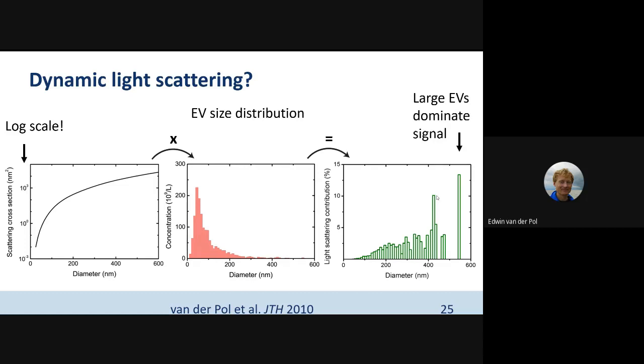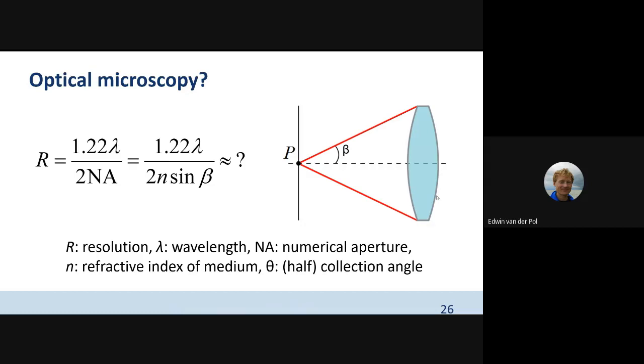Optical microscopy. A very basic technique, you find it in many labs, is limited by the resolution, the diffraction limit. Here you can see the formula with which you can calculate the resolution of an optical microscope. It's 1.22 times lambda, where lambda is the wavelength of the illumination light, divided by 2 times the numerical aperture. And the numerical aperture tells us under which angles we can collect the light. It's basically n, the refractive index of the medium the lens is working in, times the sine of beta, and beta is the half collection angle of the lens.